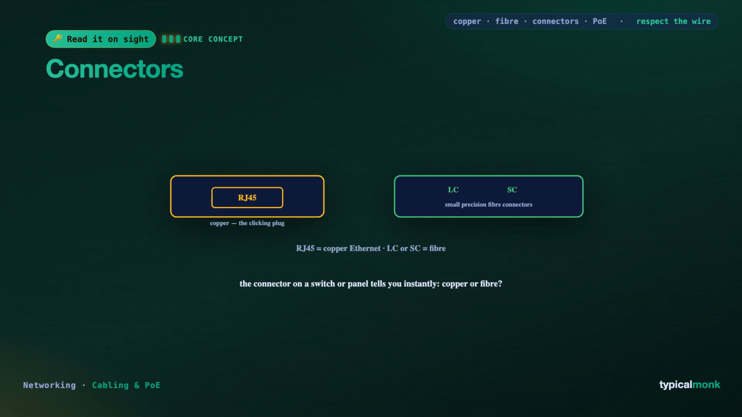The practical point is simply to recognize them on site and know what they pair with. RJ45 means copper Ethernet, LC or SC means fiber. When you look at a switch or a patch panel, the connector type instantly tells you which kind of cable and link you are dealing with, which is genuinely useful when wiring or troubleshooting.